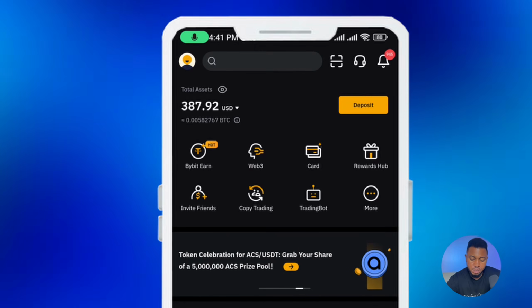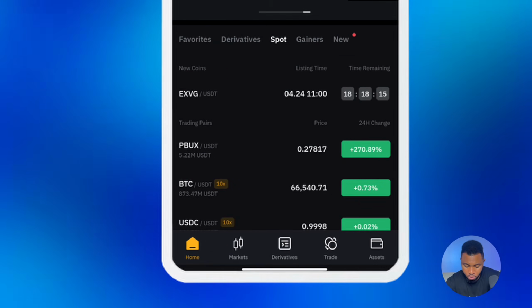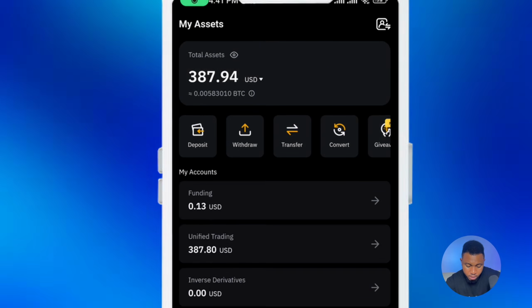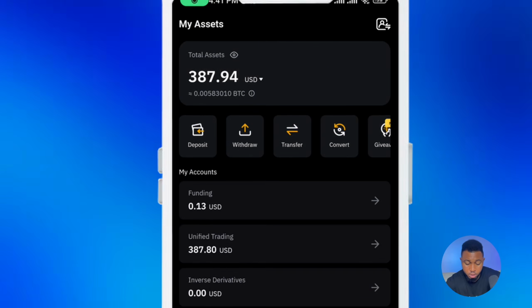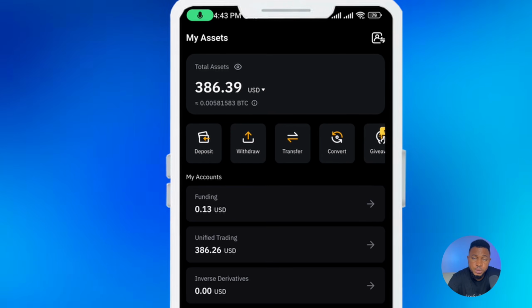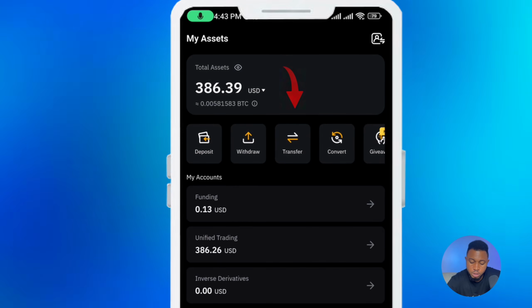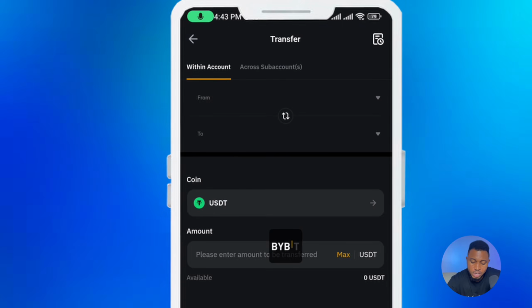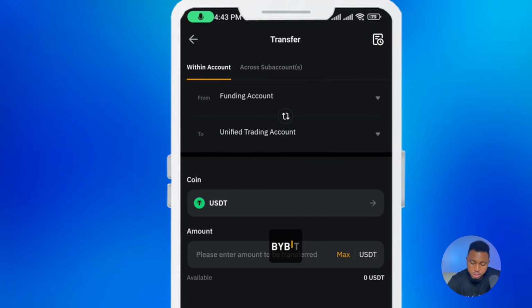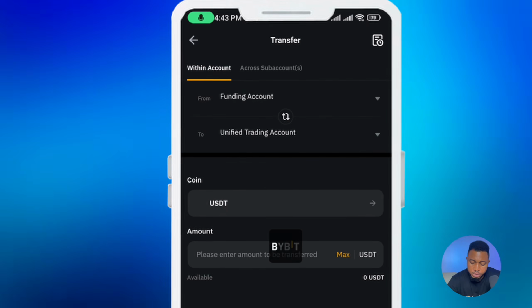Alright, so for you to trade futures, first you're going to open up the exchange. First you're going to open up Bybit like this, or if you're using any other crypto exchange, you can open up the account like this. Then click on assets, and right here you need to have your money in your unified trading account. But if you're using Binance, Mexi, or any other crypto exchange, you need to have your money in your futures account. So what you're going to do is just to click on transfer and then select where you have your USDT. So if your USDT is in your funding account, select the place you want to send it to. So if it's futures account, that's fine.